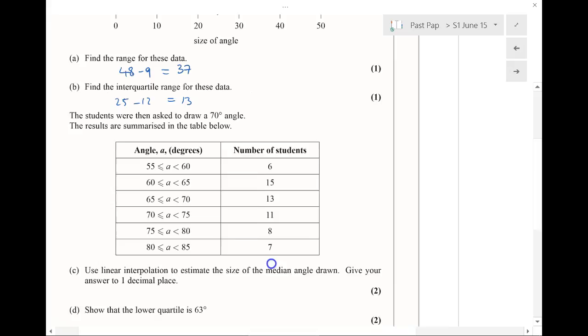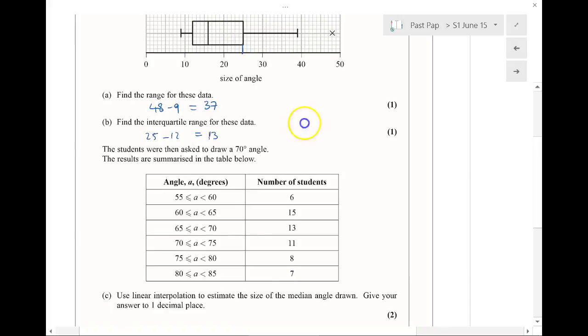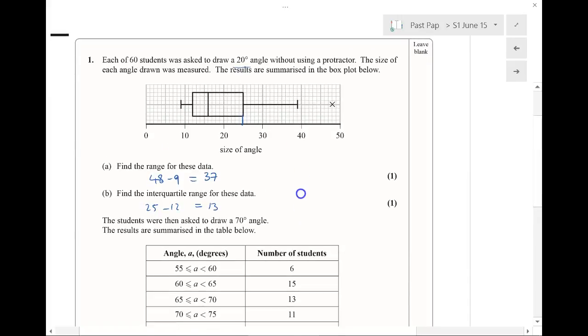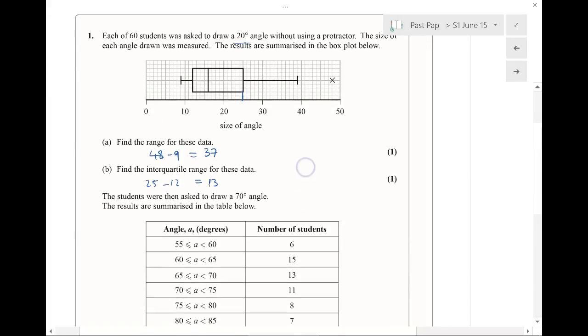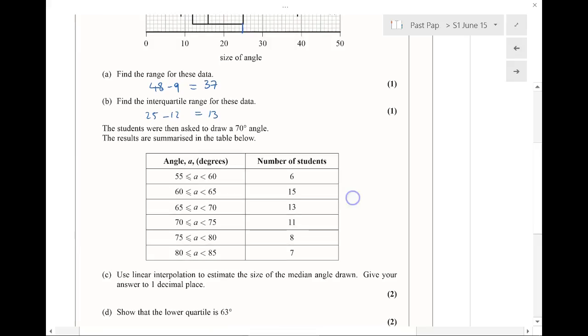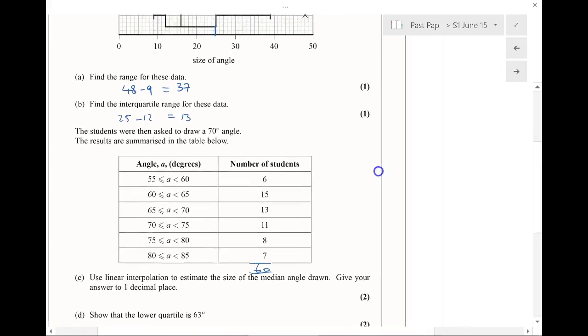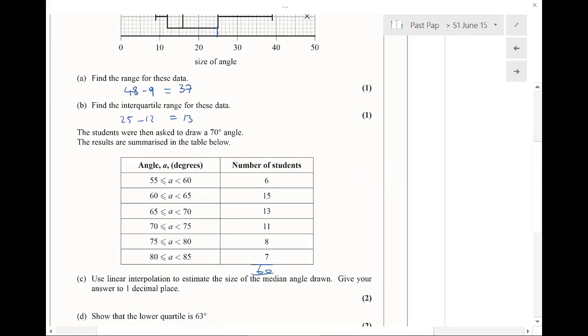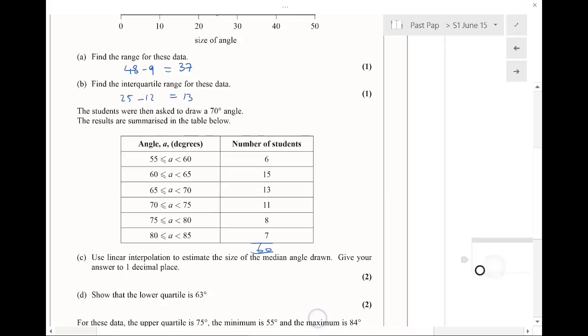Then we've got to do a bit of linear interpolation, because the data was about estimating an angle of 20 degrees, and then they go on to estimate 70 degrees. Now there's 60 of these students in total. It does say that earlier on, but these numbers add to 60. What we do when we do linear interpolation is we make an estimate. That's basically the key. It's an estimate.